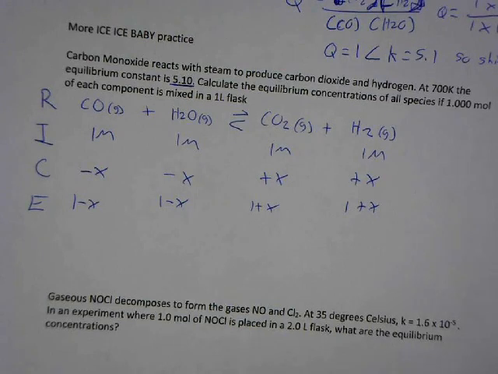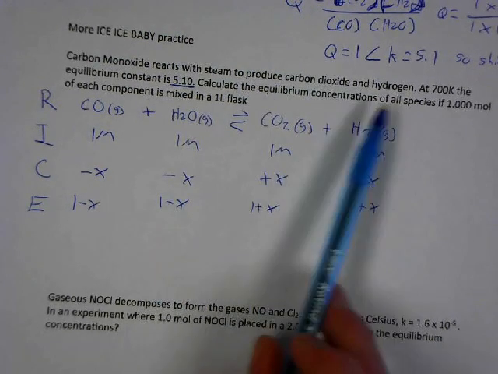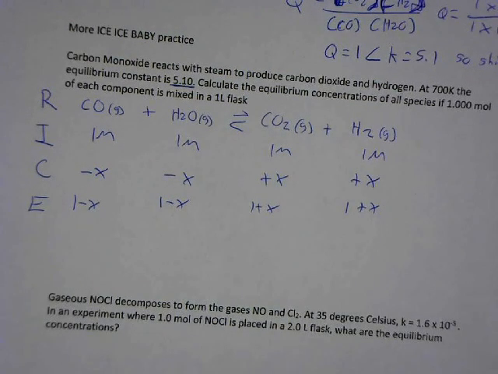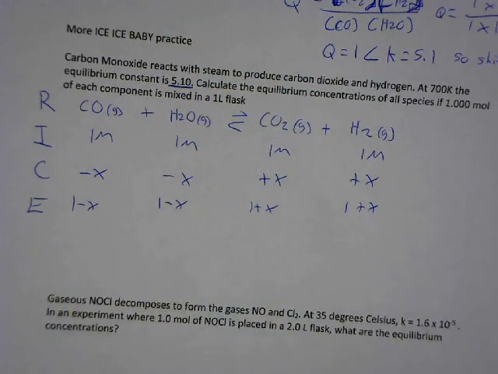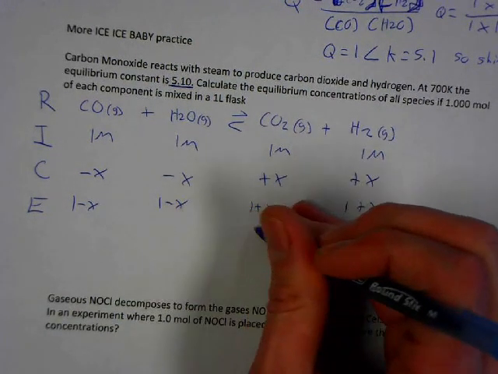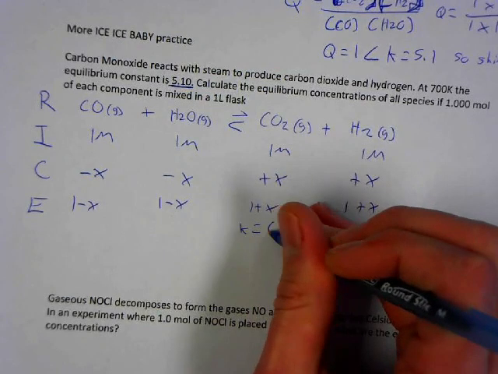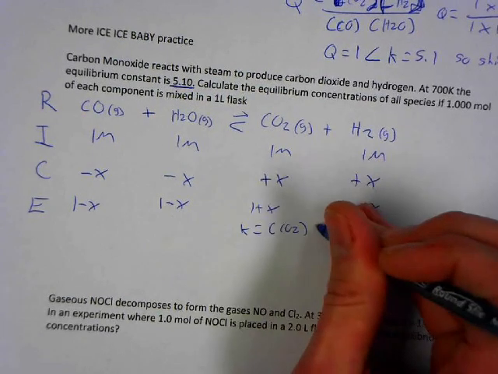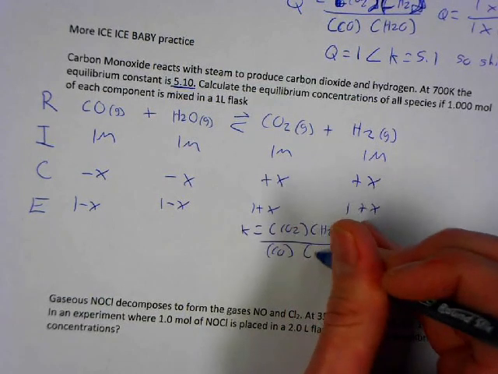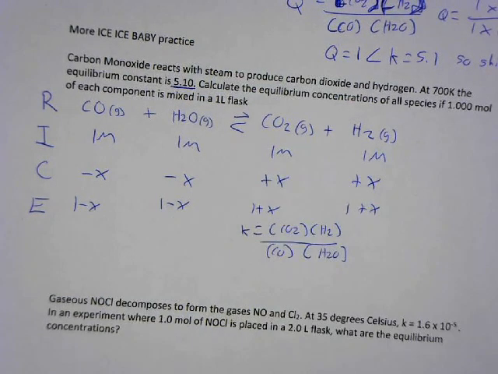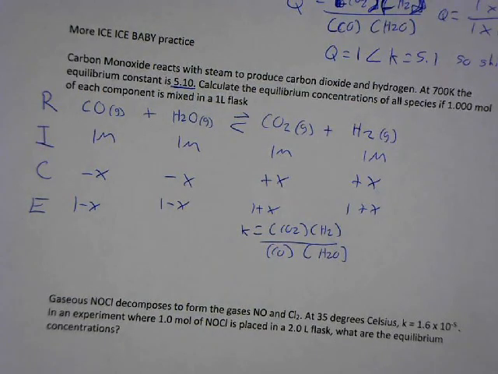Next step. No, because I want to know what are the equilibrium concentrations of all species. Now what's my next step? Write the K expression. Which we know is the same as the Q expression, but we'll write it out anyways. So K equals CO2 times H2 over CO times H2O.